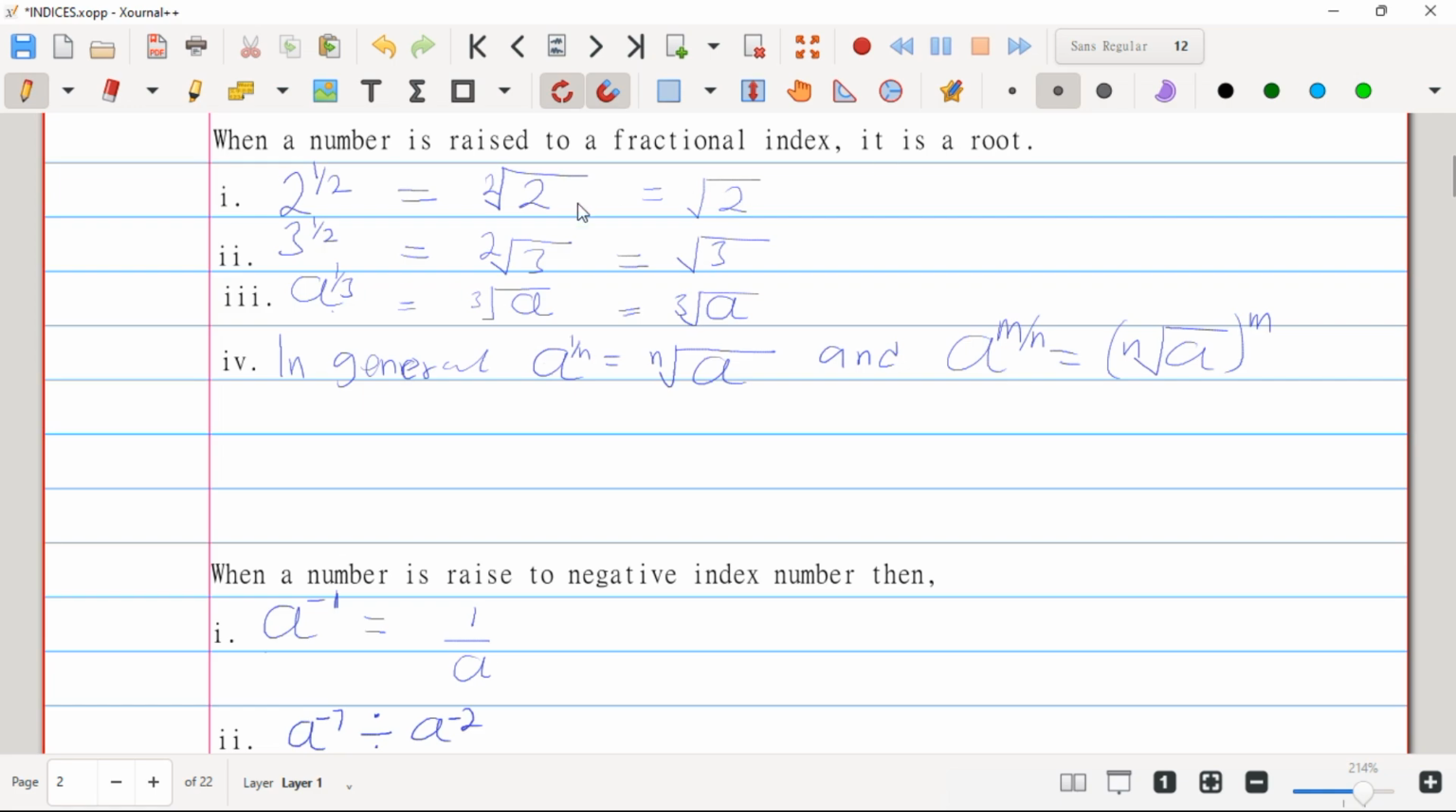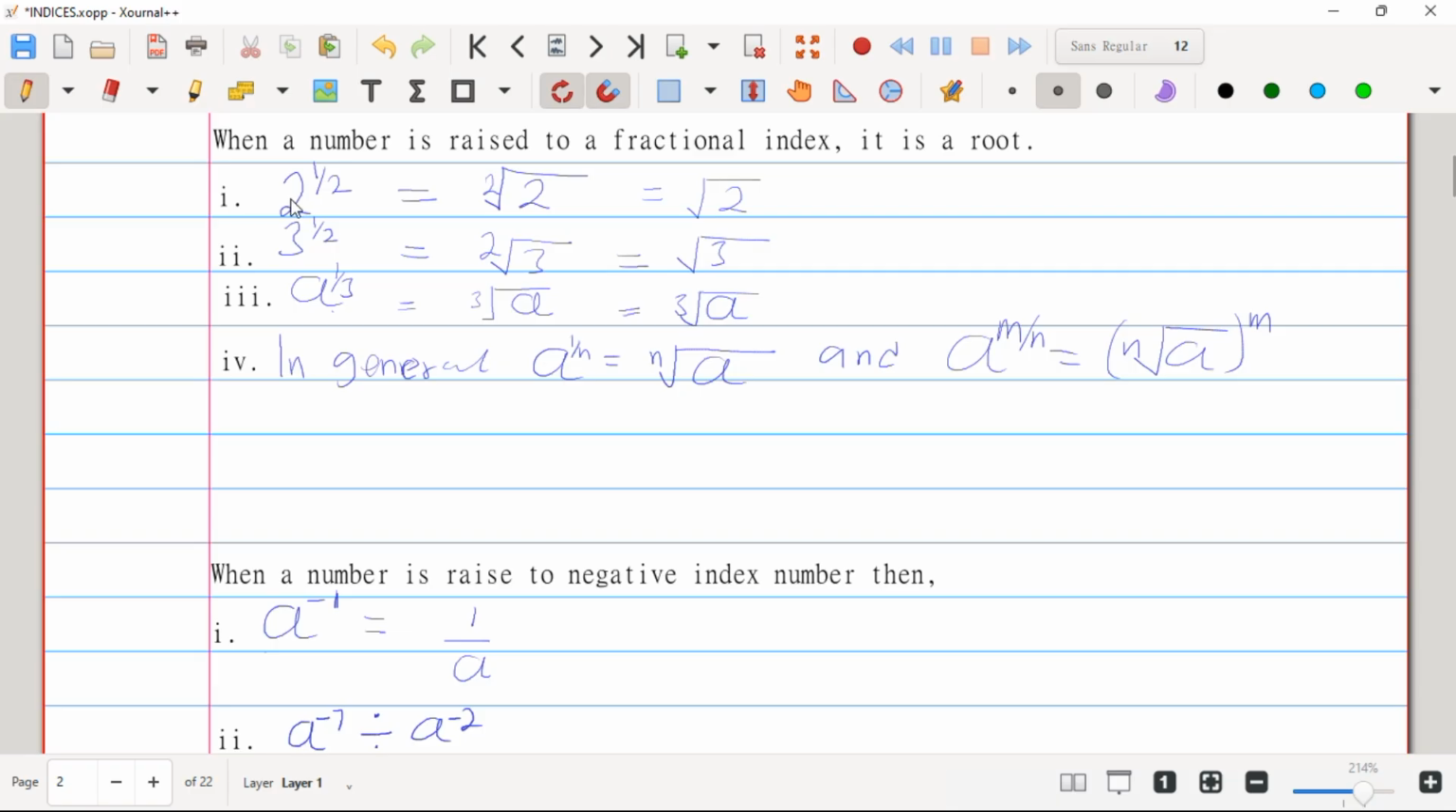And our next law is when a number is raised to a fractional index, it is a root. So if you have any fractional index, it is surely going to give us a root. So here we have square root, we have cube root, we have other roots. So if you see a root there, it is not only square root. It is referring to all forms of roots that we are having.